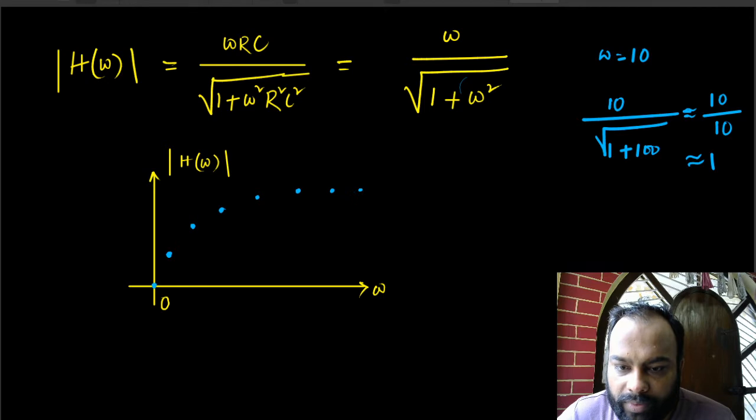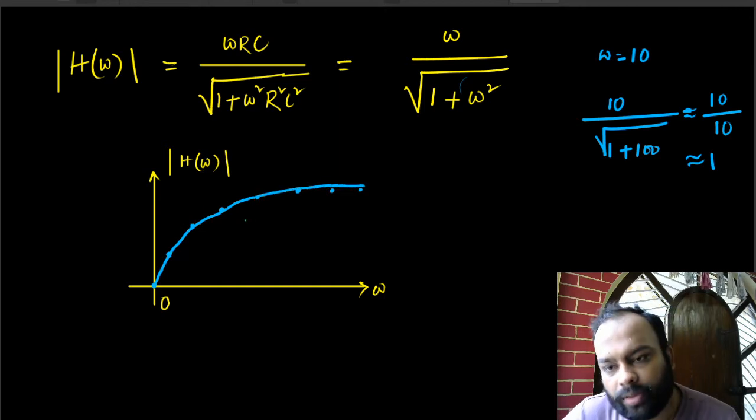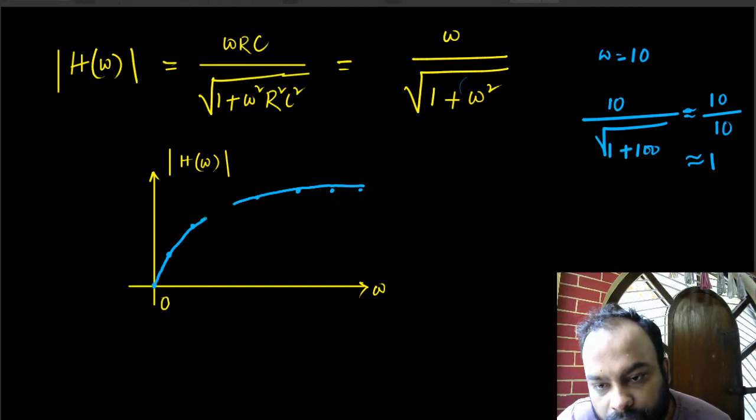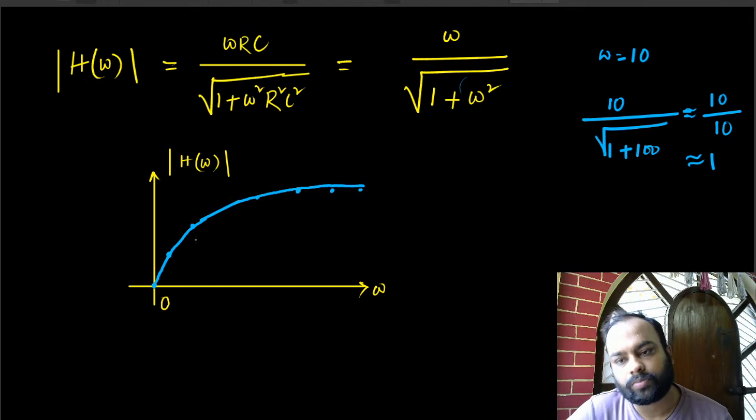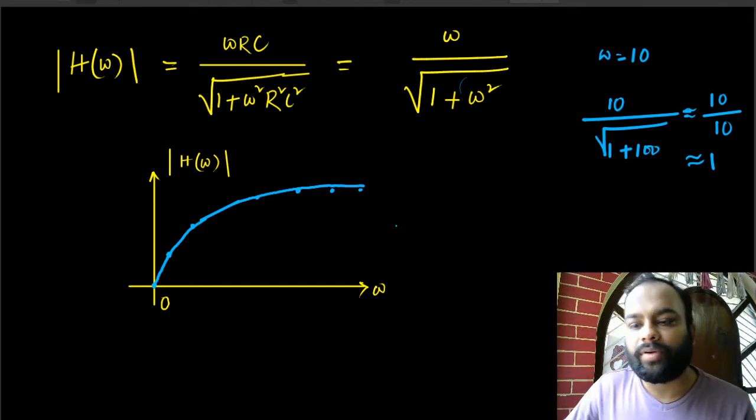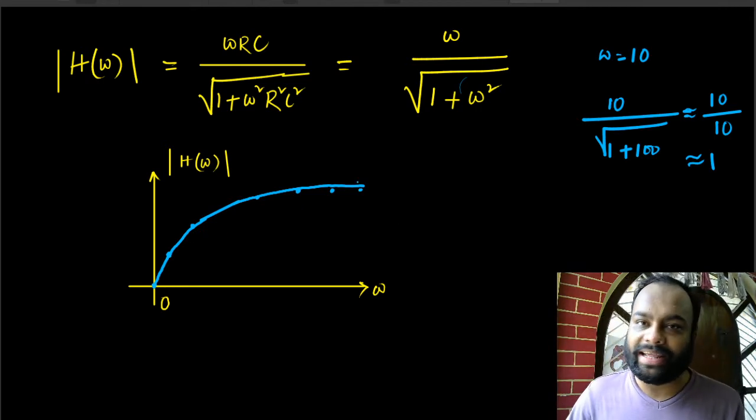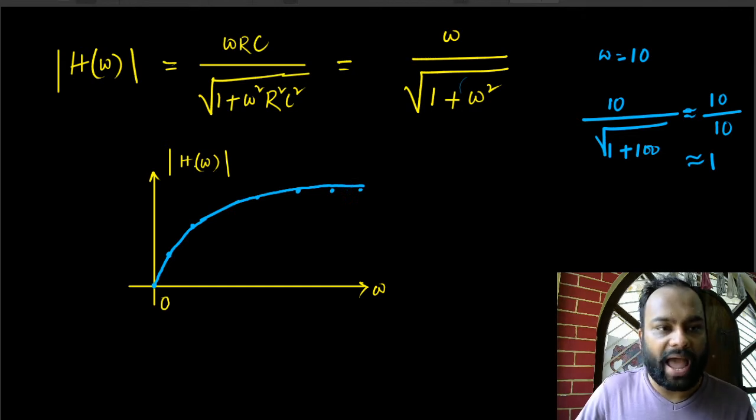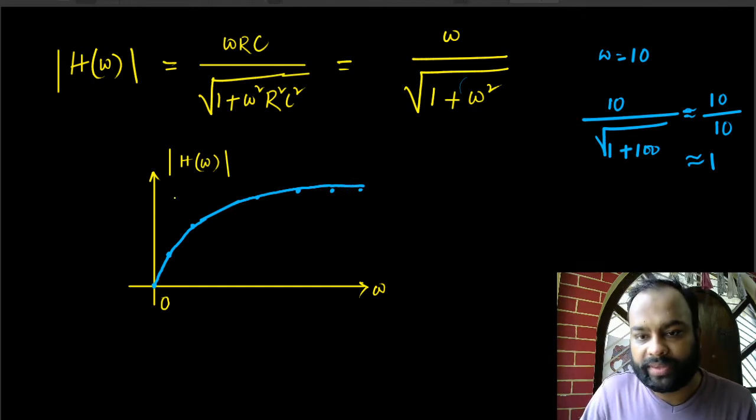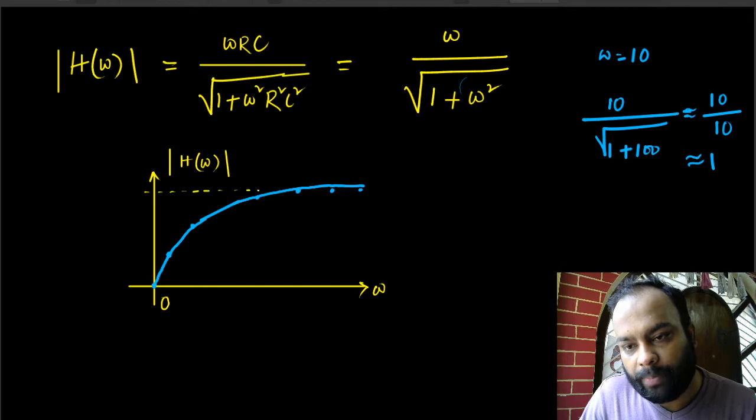Okay. So if I draw a smooth curve that joins these, what is this representative of? This is representative of the relative amplitude of the output with respect to the input, right? So this determines how much amplitude I have in the output with respect to the input.